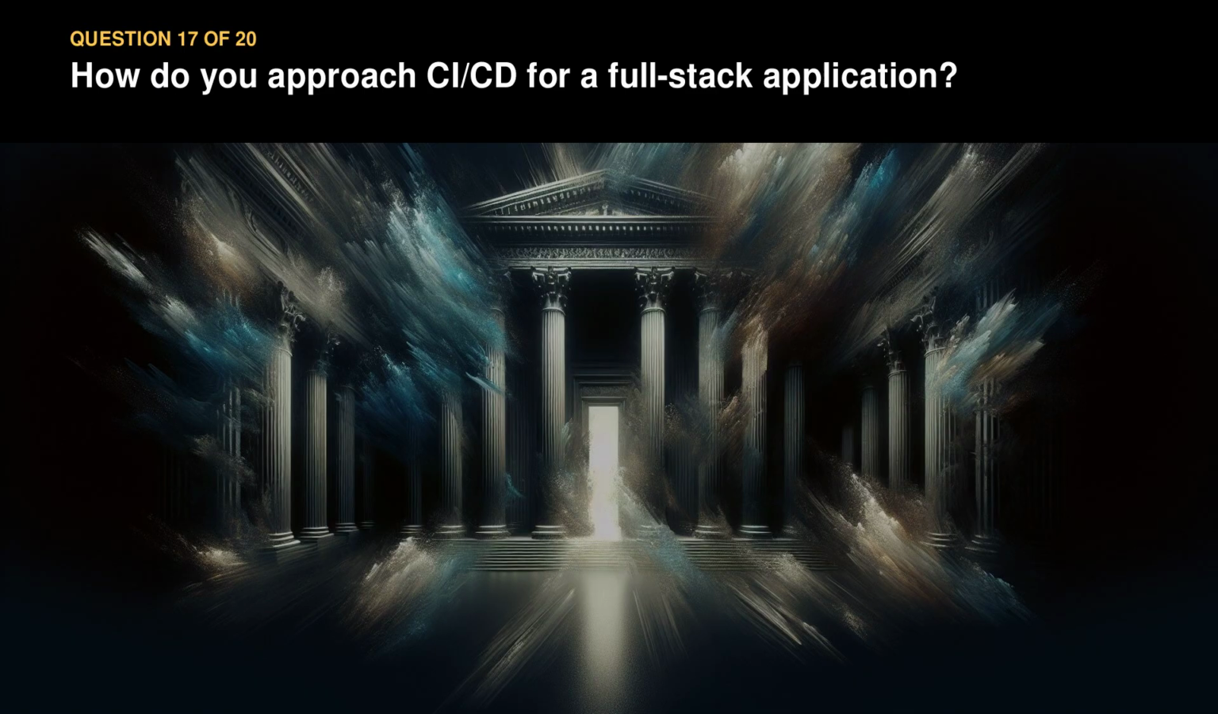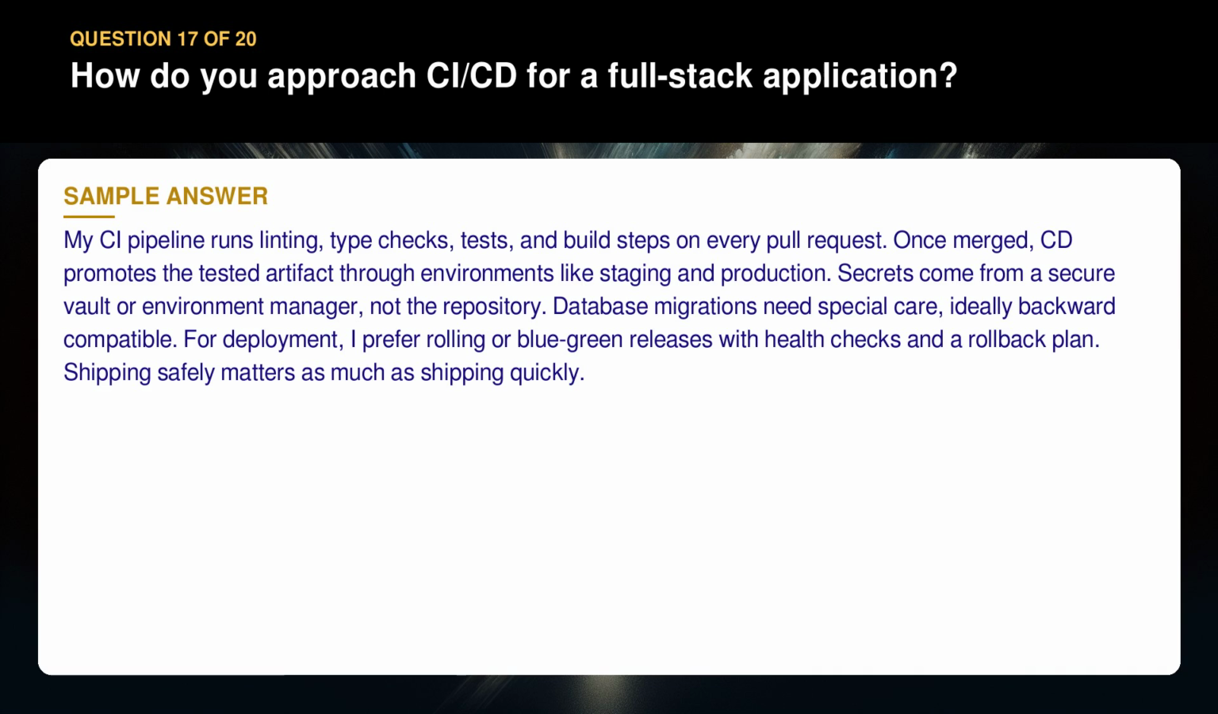Question 17. How do you approach CI/CD for a full-stack application? My CI pipeline runs linting, type checks, tests, and build steps on every pull request. Once merged, CD promotes the tested artifact through environments like staging and production. Secrets come from a secure vault or environment manager, not the repository. Database migrations need special care, ideally backward compatible. For deployment, I prefer rolling or blue-green releases with health checks and a rollback plan. Shipping safely matters as much as shipping quickly.